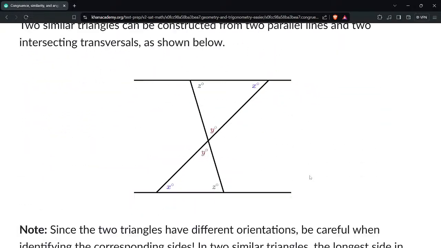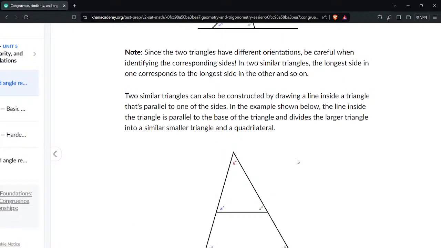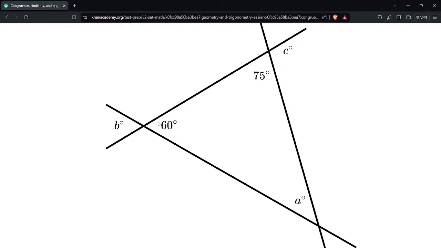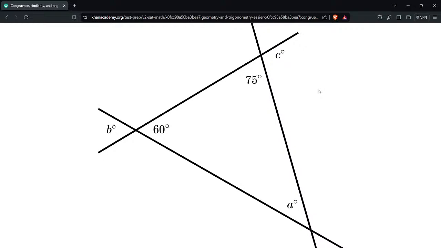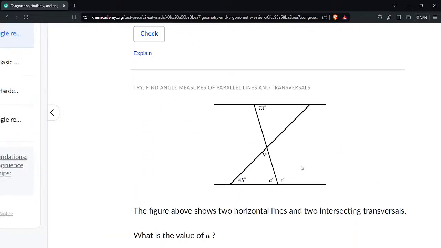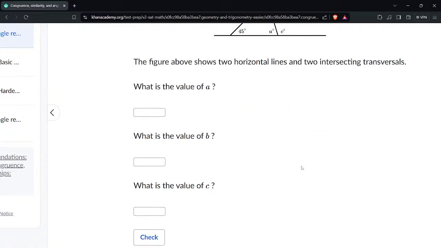Okay, this is hell. It is just dumb, okay? 60. Okay, good. What is this? 105? Yeah, it's 105. And then A. I'm not doing this. What is A? A is 73.